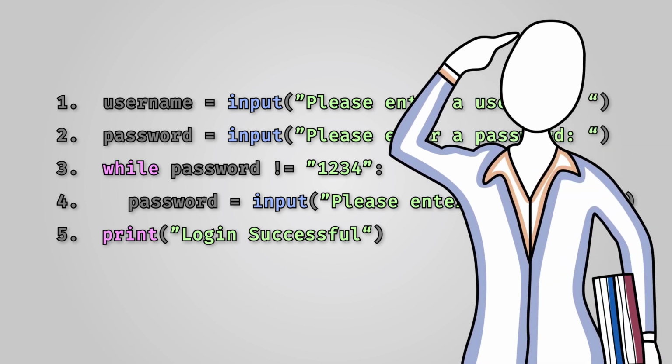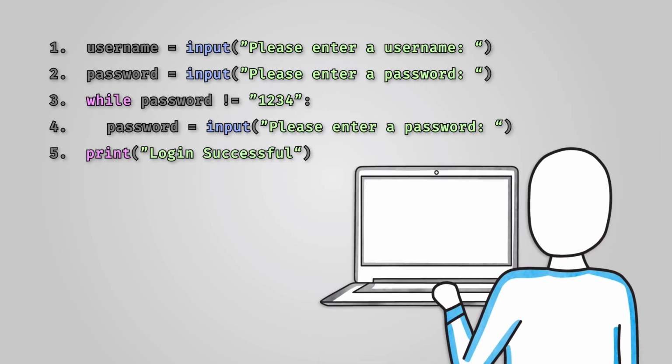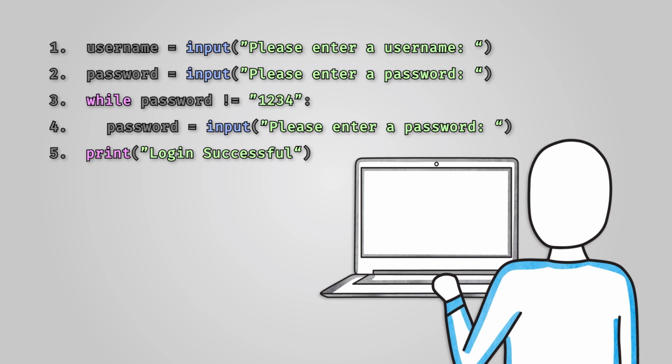Remember, the key thing to this type of loop is that your loop code may never run. What would have happened if at the first attempt you entered 1234 as your password? The variable password would have been equal to 1234 and the loop would have been skipped.